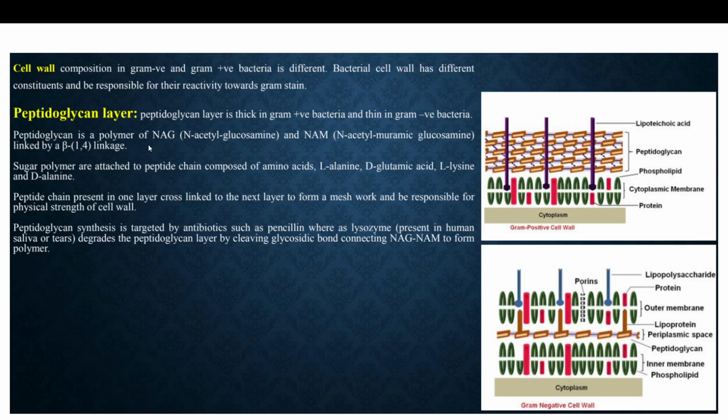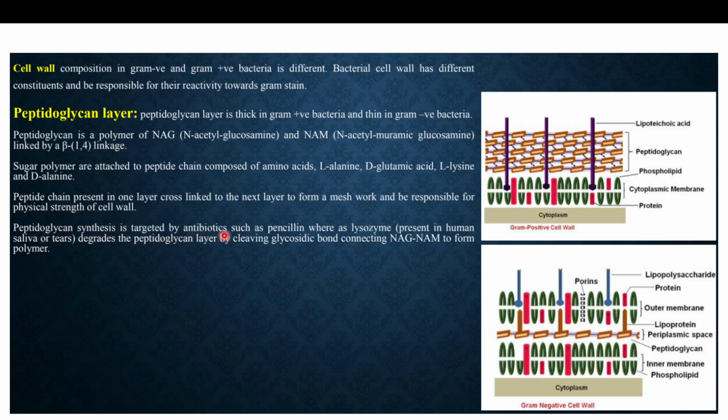So if we talk about peptidoglycan, it is a polymer of NAG, N-acetyl glucosamine, and NAM, N-acetyl muramic acid, which are linked by beta-1,4 linkage. So the sugar polymers are attached to a peptide chain composed of the amino acids L-alanine, D-glutamic acid, L-lysine, and D-alanine. And the peptide chain present in one layer is cross-linked. These are the cross-links here. These are cross-linked to the next layer to form a meshwork and are responsible for the physical strength of the cell wall.